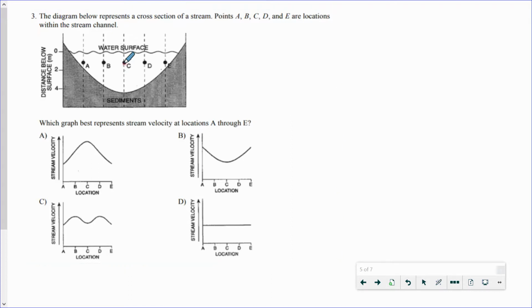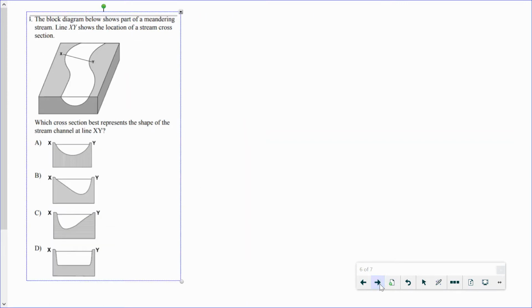C is the fastest. If C is the fastest, this one here makes the most sense to me, that that's the highest. You know what I mean? And this happens to be the only choice, with C being the highest velocity. But as you get closer to the edge, the water flows slower because it's not as deep, and there's more friction with the bottom of the surface.